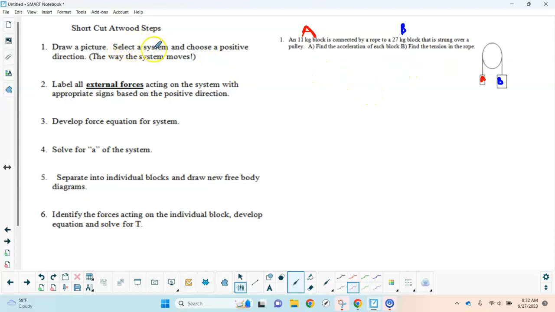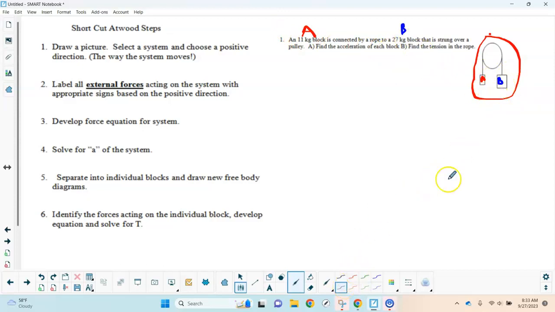So you draw a picture, you select your system. So just like we did with the cars, we're going to select our system. Our system is going to be the whole Atwood machine. So we're going to circle the whole thing. And we're going to choose a positive direction. So looking at this, it says in this figure over here, A in red here has 11 kilograms, and B in blue here is 27.